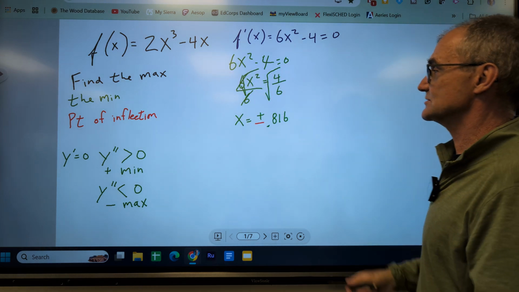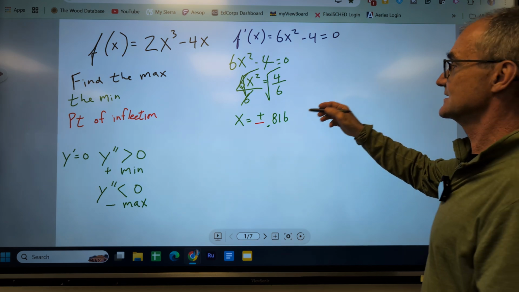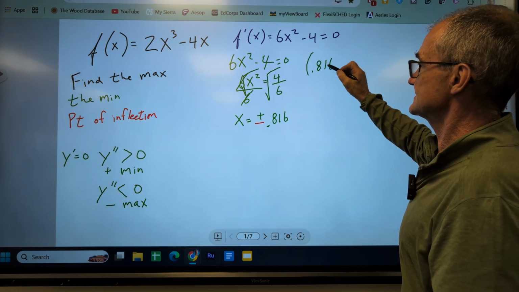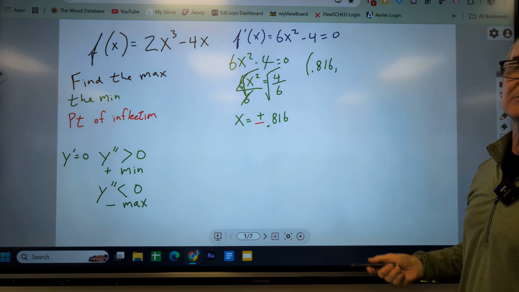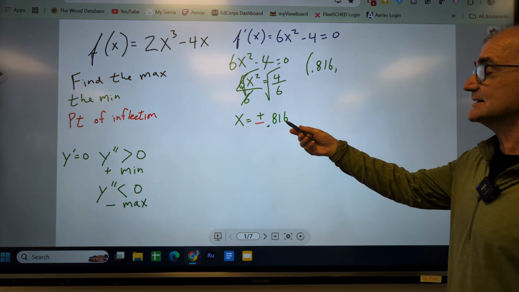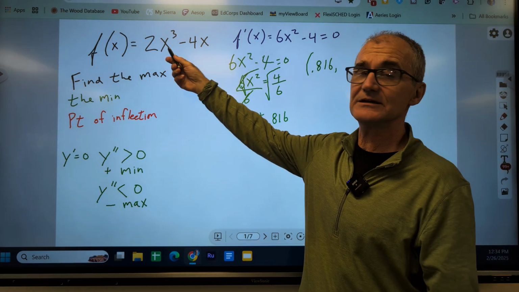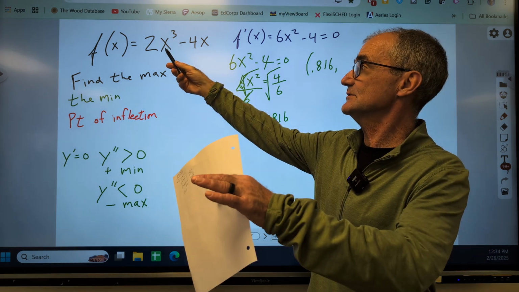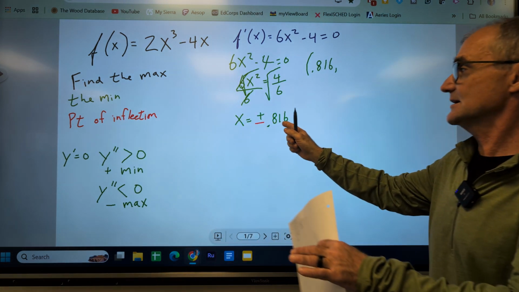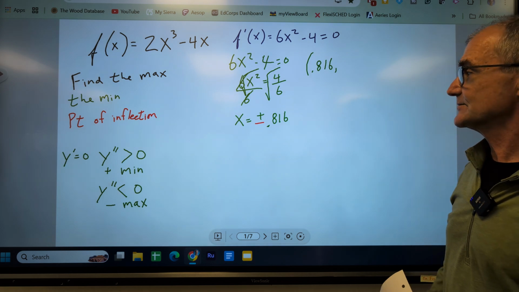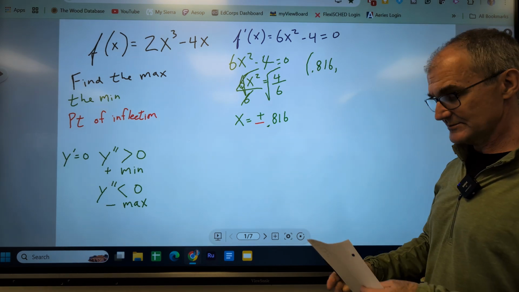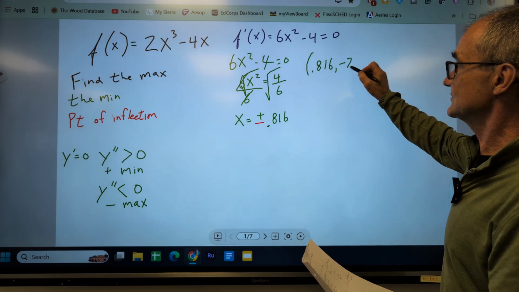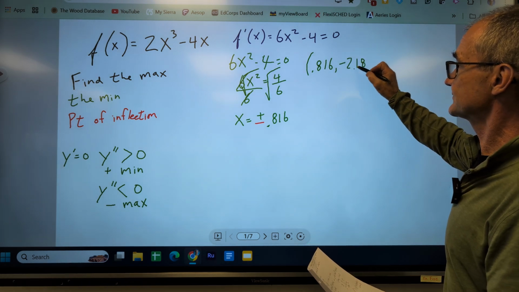I want to find the corresponding y value for that. So when x is 0.816, what is the y value on the graph? I take that 0.816, I plug it in here, 0.816 cubed times 2 minus 4 times 0.816. So my first value of 0.816 gives me a y value of negative 2.18.